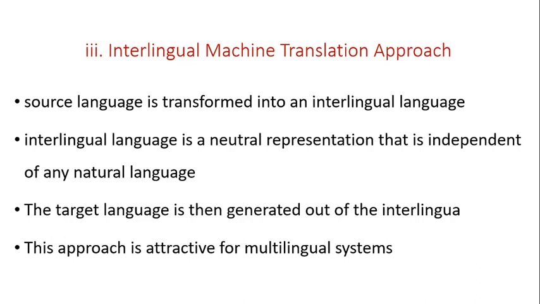So an interlingual language is a neutral representation that is independent of any natural language. The target language is then generated out of the interlingua, not directly but through interlingua. And this approach is attractive for multilingual systems. The previous two categories, direct machine translation and transfer-based machine translation, were very limited as far as the number of languages are concerned. But with the help of the interlingua, the number of languages was enhanced for the translation purpose.